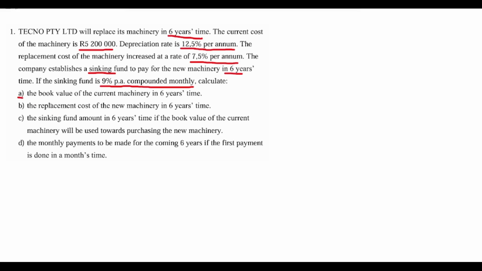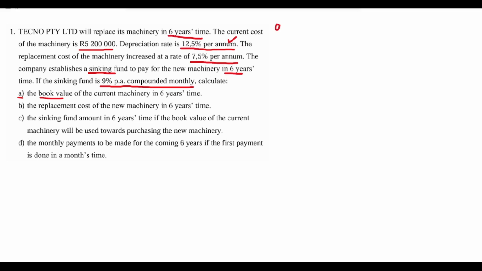Alright, A, we are required to calculate the book value of the current machinery in 6 years' time. What is the meaning of this? So it means this is the machinery which the company has now, and it is depreciating, it is losing value. In 6 years' time, what will be the value of this machinery? The company may decide to say, after 6 years' time, we're going to sell this old machine and buy the new one. So this old machine in 6 years' time, what will be its value? We are told that the depreciation rate is 12.5% per annum.